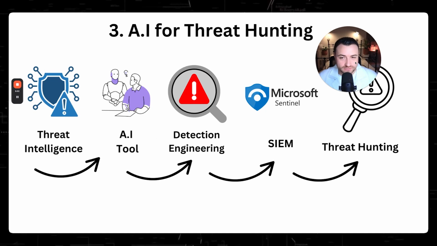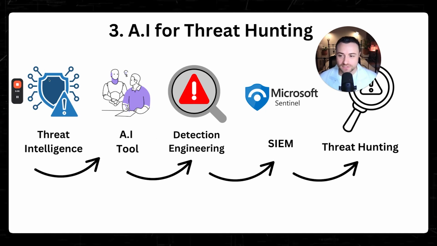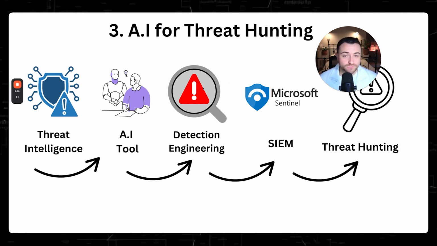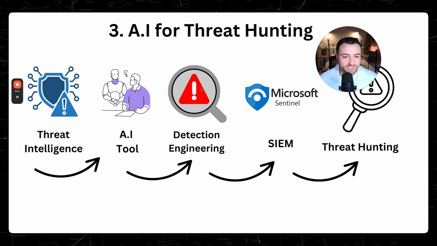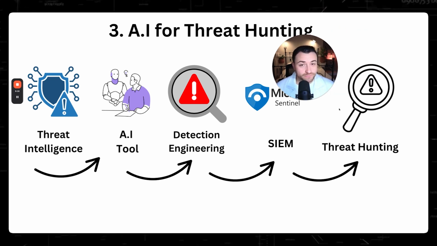But this is where the AI cybersecurity industry is going, and this is a very important thing that you need to start to learn. Actually use AI for threat hunting. So similar to point 1, where we're using AI for detection engineering, we can gather threat intelligence, insert it into our AI tool, build out some specific SIEM queries or signatures, and then run them in our SIEM, and then we're ultimately performing threat hunting.